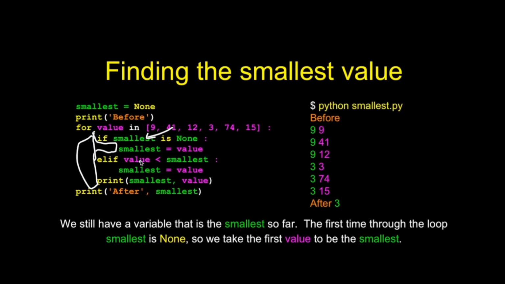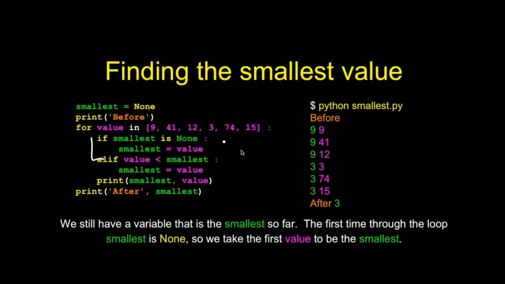Then it asks the question, is the value we're looking at, 41, less than smallest? Well, smallest is 9 in this case, and this is 41, so that's false, so it skips that and goes on. So we see 41, we don't take it, and then you can see that this will never become true again. It's false for the rest of the iterations of the loop. So it just is going to run down here and ask this question.